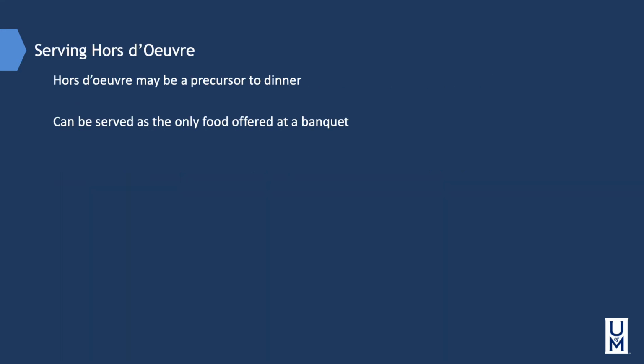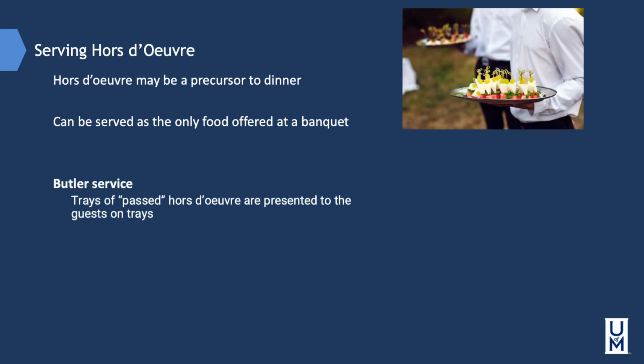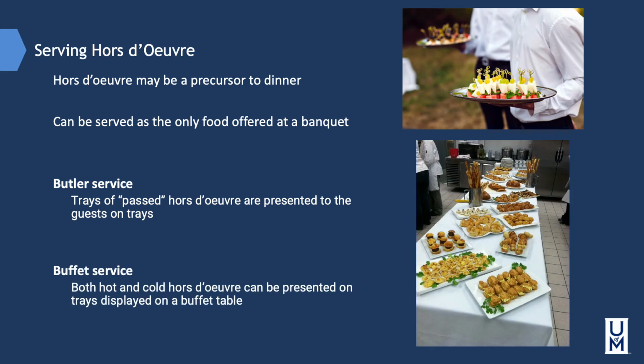Hors d'oeuvres can be a precursor to a dinner, or they can be served to the guest as the only food offered at a banquet. Butler service is also known as passed or tray hors d'oeuvres, and it's presented to the guest on trays. Buffet service is both hot and cold hors d'oeuvres, and they can be presented on trays displayed on a buffet table or in chafing dishes.